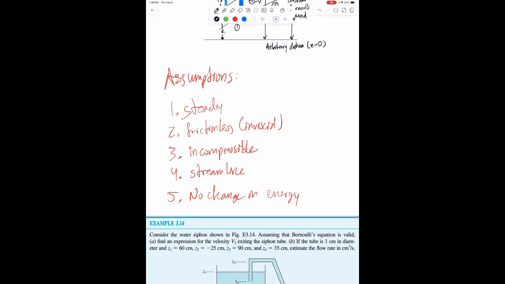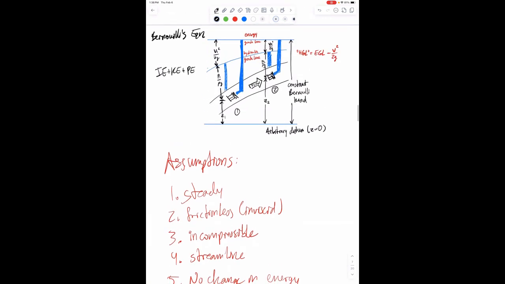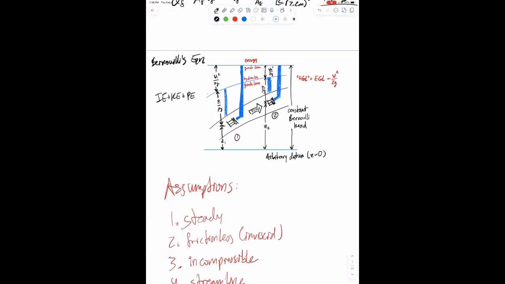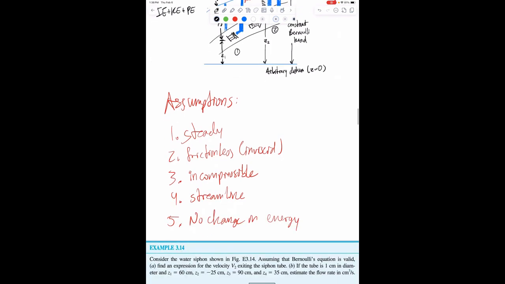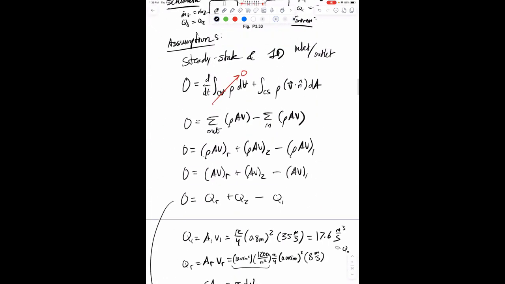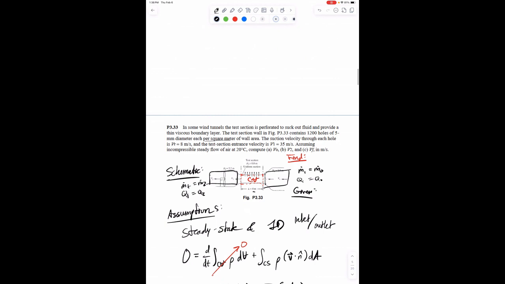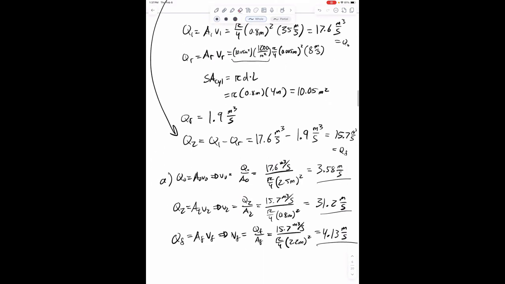Because if there's work being done or heat transfer occurring, your energy grade line will be moving in that case with that fifth condition. So if your energy grade line is moving, what's the point of having the two things be equal to each other? Unless you account for that. So those five assumptions are going to be made every time we do Bernoulli's equation. For example, that wind tunnel where there's a fan, if we were to pick a point past the fan, you can't use Bernoulli's because there's work being done by the fan. Okay. Any questions on Bernoulli's?